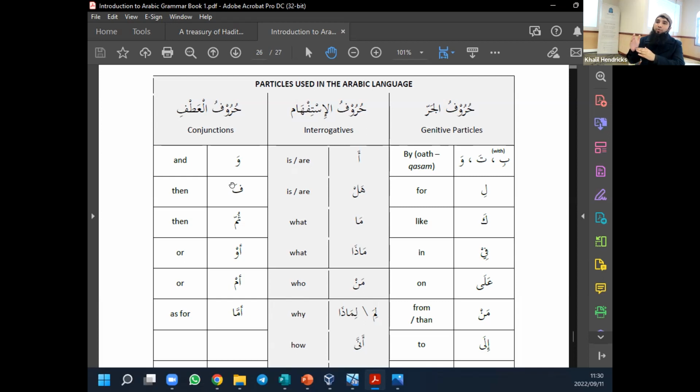Al-kitabu ala tawilati. Al-kitabu is raf. Amma al-qalamu, so I want to say something about the pen, ala al-ard. What I'm going to do is type out an example for you of each sentence, a sentence with each of these huruf. I'm going to highlight where the harf is and which word is related to which word. Right? So all of those are huruf al-atf.